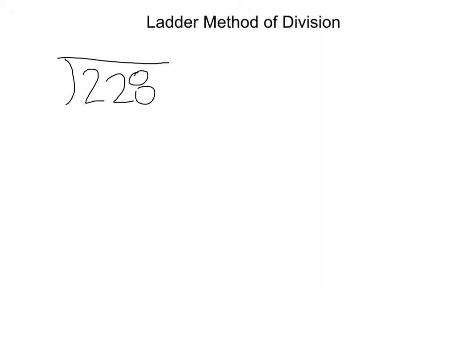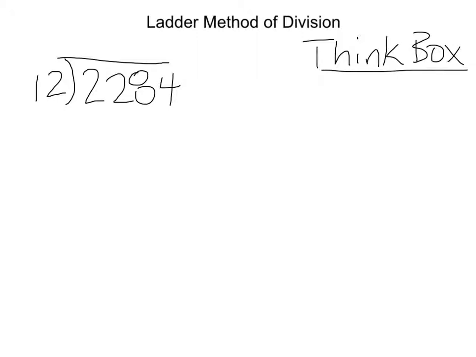2,284 divided by 12. Now, drawing 12 equal groups is not efficient in this method, so you start with creating a little think box on the side to help you out. In your think box, you're not going to put every fact of 12, but you're going to put a few of the facts that you think you might need. You can add in facts as needed.